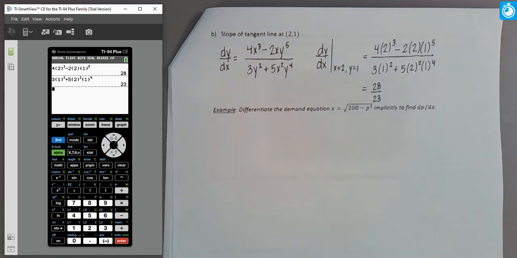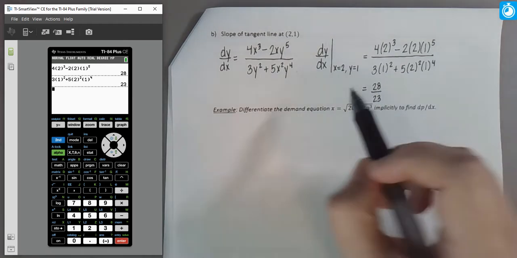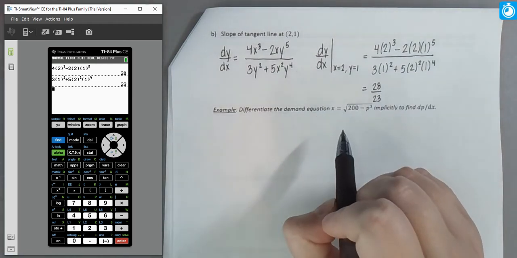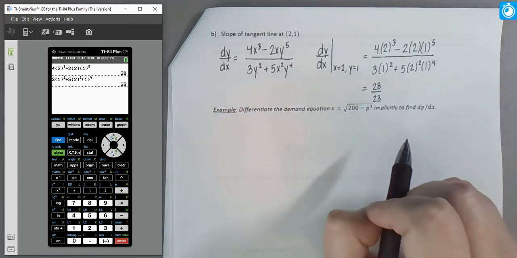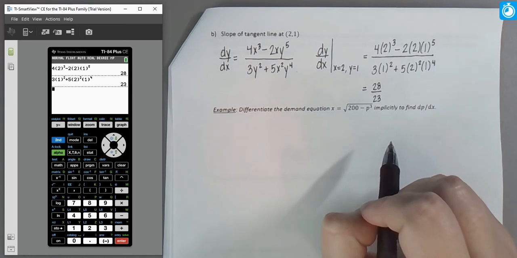Now I want to try another example just using implicit differentiation, and then we're going to take it one step further and we're going to put this into context and talk about what we call related rate problems. So we want to differentiate the demand equation, x is equal to the square root of 200 minus p cubed, implicitly to find dp/dx, the derivative of p with respect to x. So although x is isolated, x we think of as our input variable and p we're thinking of as our output variable. So we want to find dp/dx in this case.